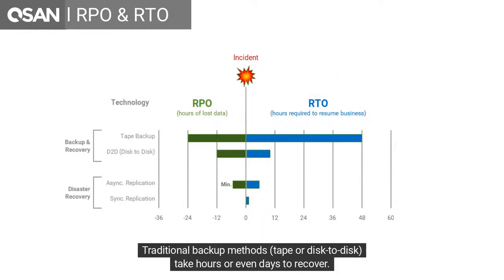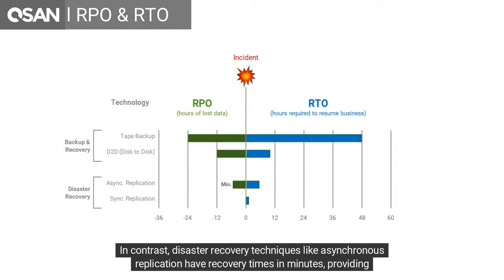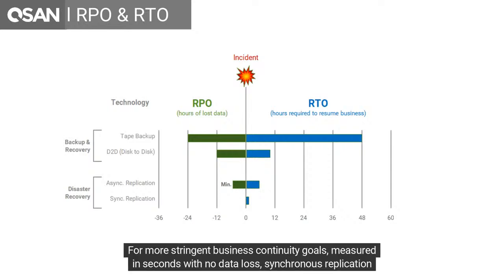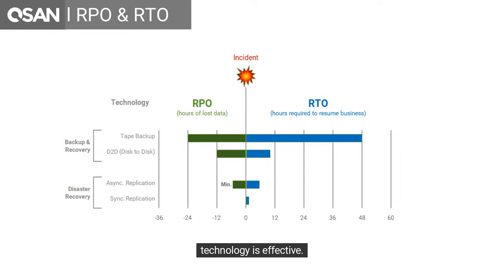Traditional backup methods, tape or disk-to-disk, take hours or even days to recover. In contrast, disaster recovery techniques like asynchronous replication have recovery times in minutes, providing quick restoration in case of accidents. For more stringent business continuity goals, measured in seconds with no data loss, synchronous replication technology is effective.